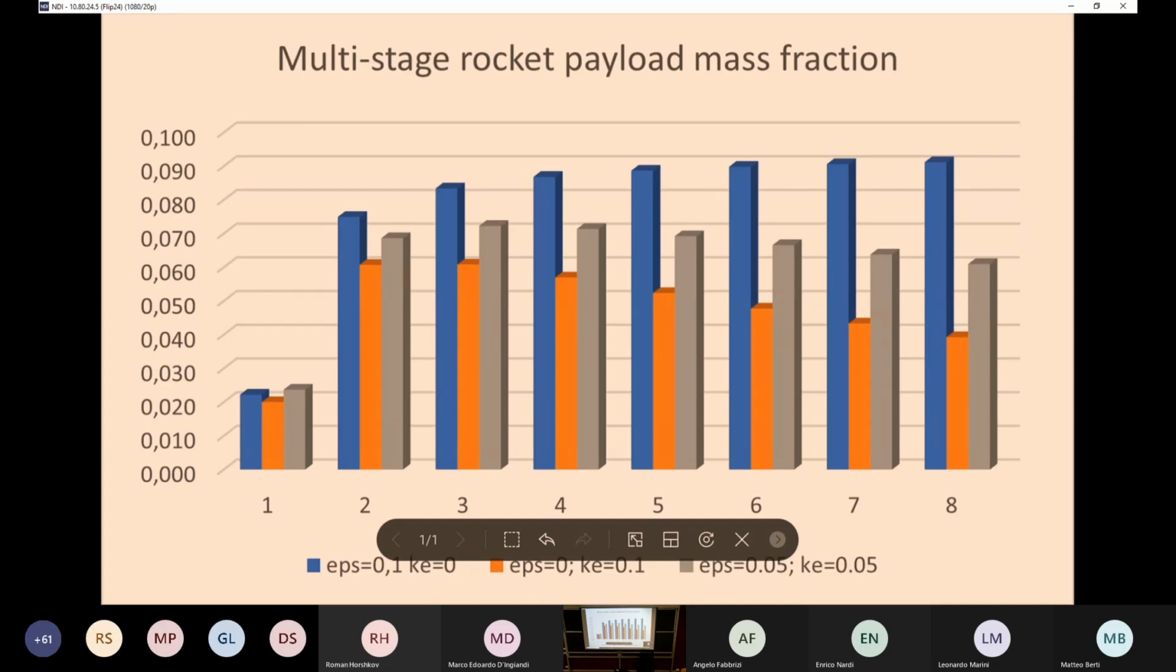The orange corresponds to the case where we have just dependence on the thrust level, and the gray one is something intermediate. So you see that in these cases, for the blue bars, the higher the number of stages, the better. For the orange bars, it should be probably 2, and for the gray bars, the best corresponds to 3 stages.